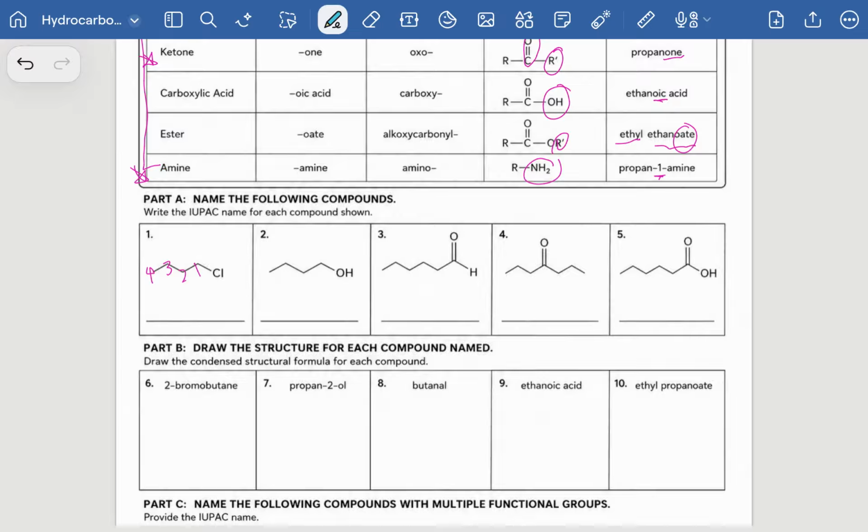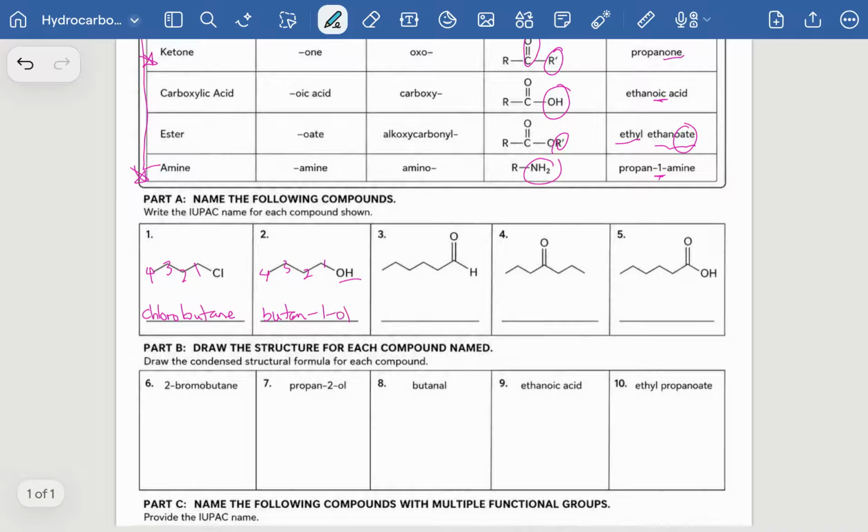And because it's on carbon 1, you can just call this chloro, and then 4, butane. This next one, that OH group is on carbon 1 because we would number to give this the lowest number for the OH group. And so we'll number going right to left. So this would be butane, and then 1-al, showing that it's on carbon 1.